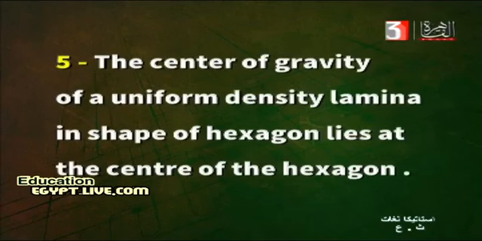Number five, the center of gravity of a uniform density lamina in the shape of a hexagon lies at the center of the hexagon. We know that the center of the hexagon is the intersection point of its diagonals.